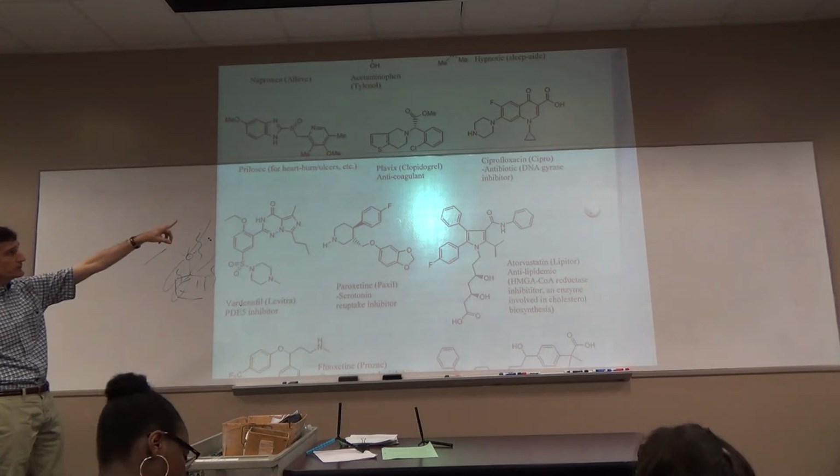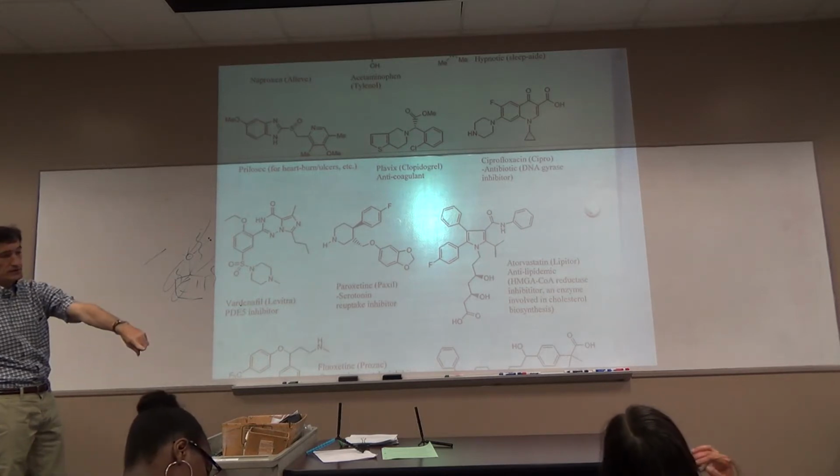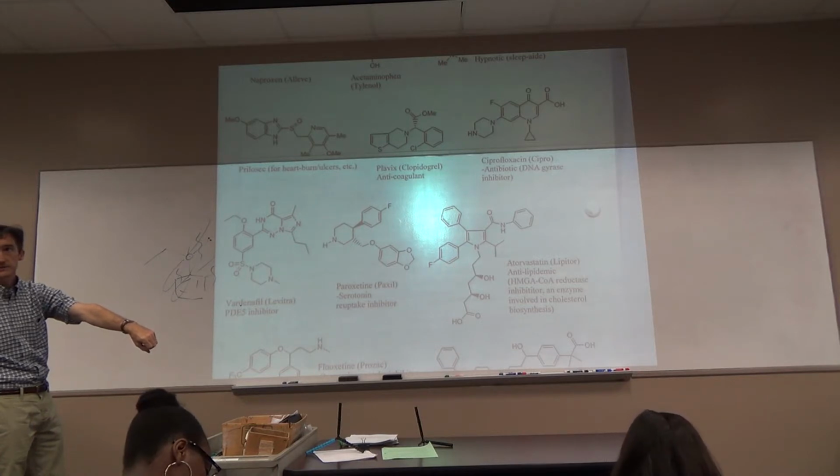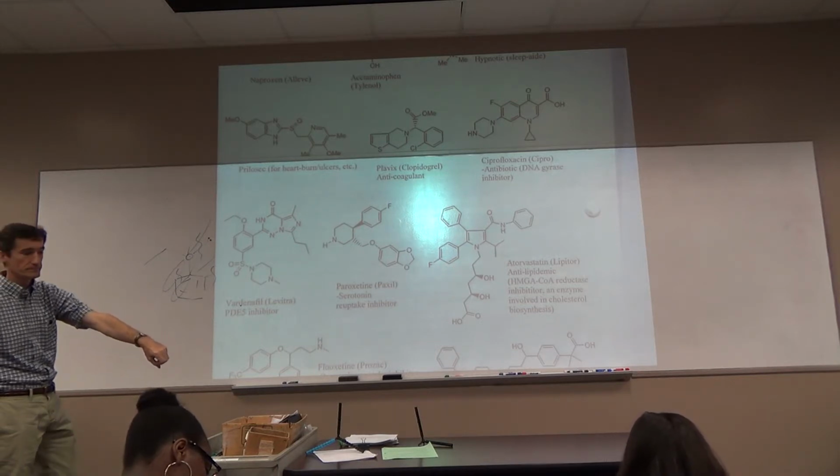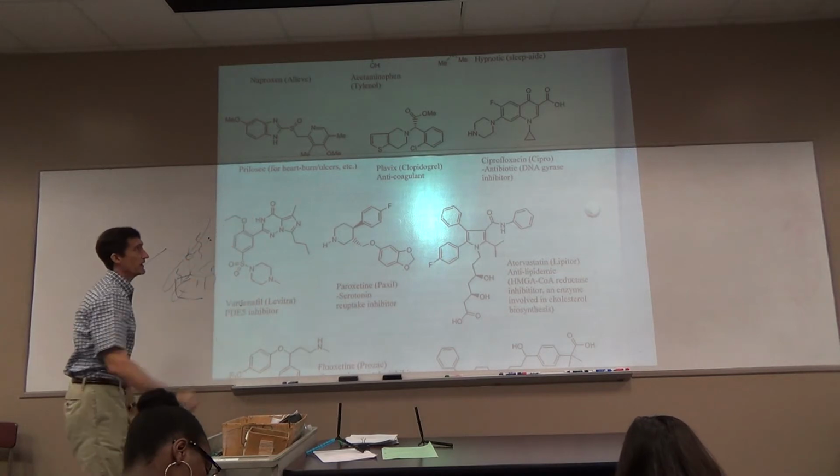By the way, the structure of Cipro is correct there. It's incorrect on one of the sides of the DQ page. It's missing the cyclopropyl ring on one side. It's correct there.